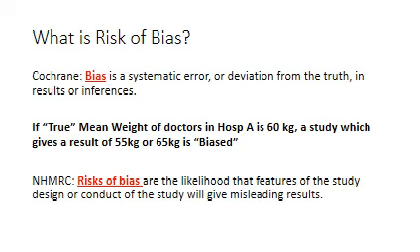Now, firstly, what is risk of bias? What is bias? For example, if the true mean weight of doctors in hospital A is 60 kilos, and you do a study and you get a result of 55 or 65, that is bias, right? In real life, we do not know the true value to compare with. So we have to depend on the fact that we do the study correctly, without bias, to get unbiased results.